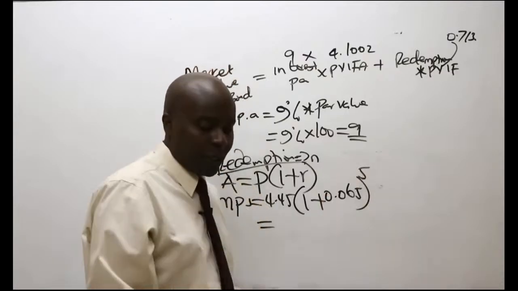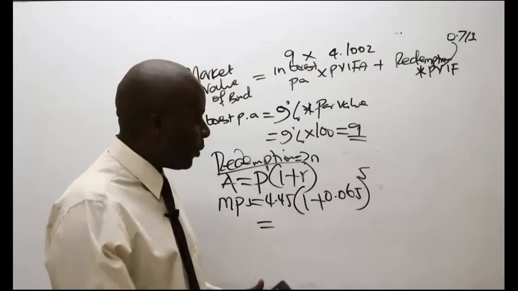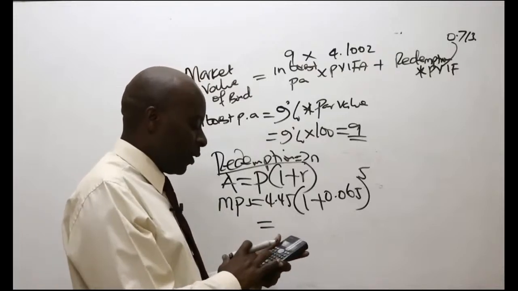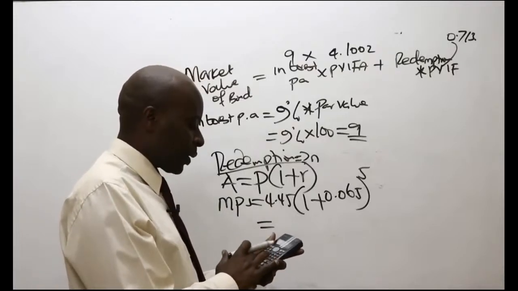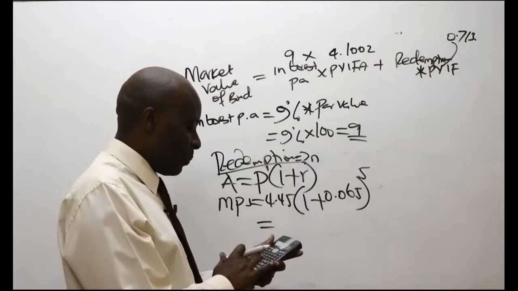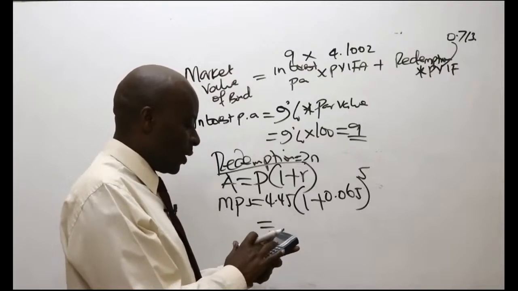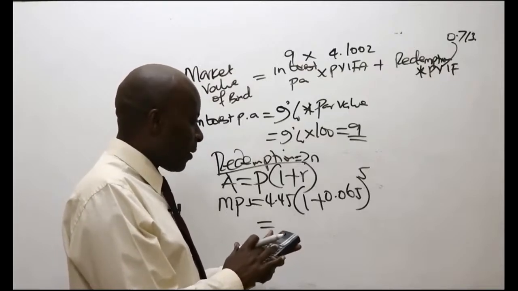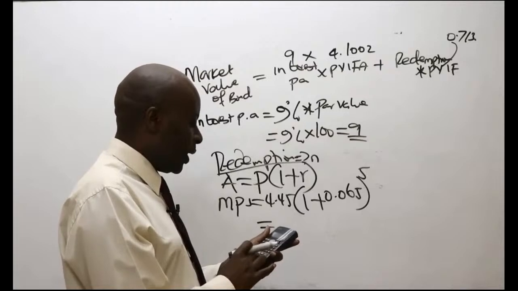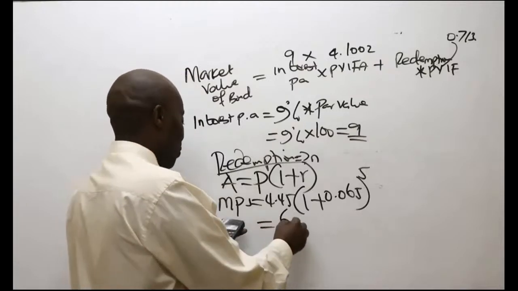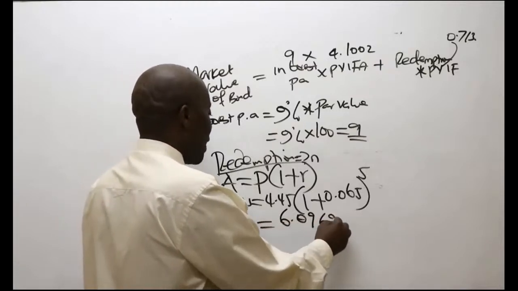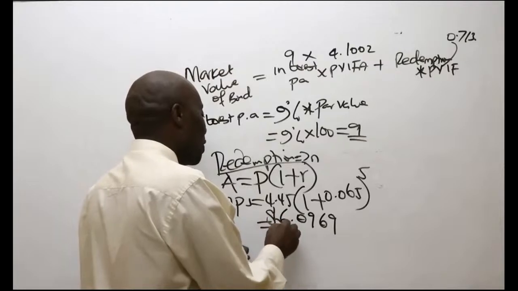So then, ladies and gentlemen, at the end of the day, this will be 4.45 times 1.065 raised to power 5, which gives me 6.0969. But now remember, these are shillings per what?